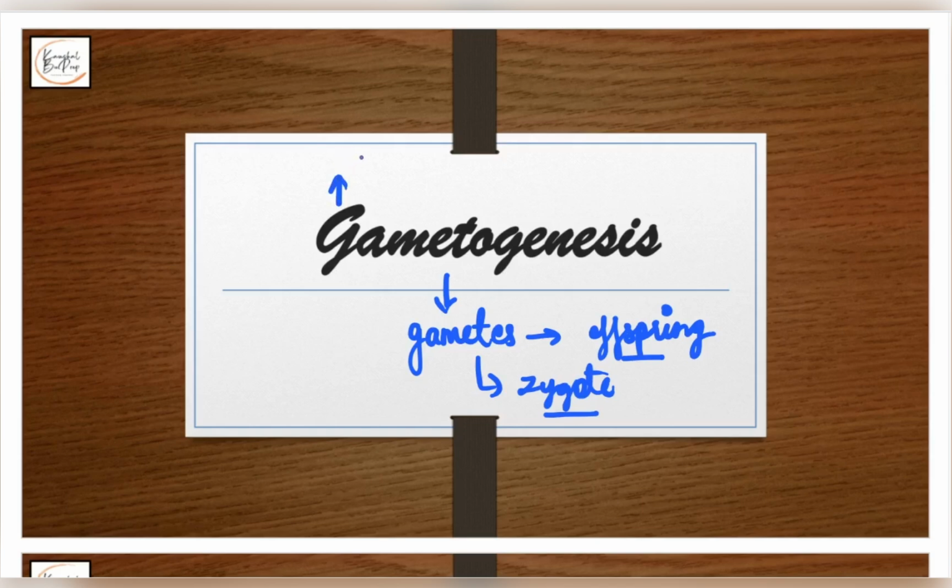In case of male, this is called spermatogenesis, which we are going to discuss today. What is spermatogenesis? It is basically the production of the sperms, right? Sperms are the gametes of the male, and here we are going to discuss the formation of the same.